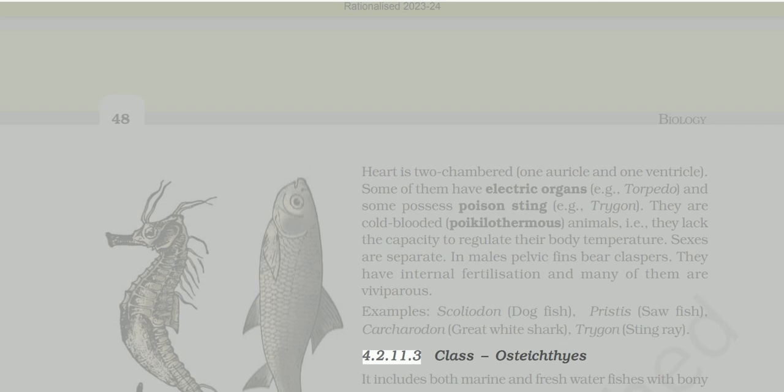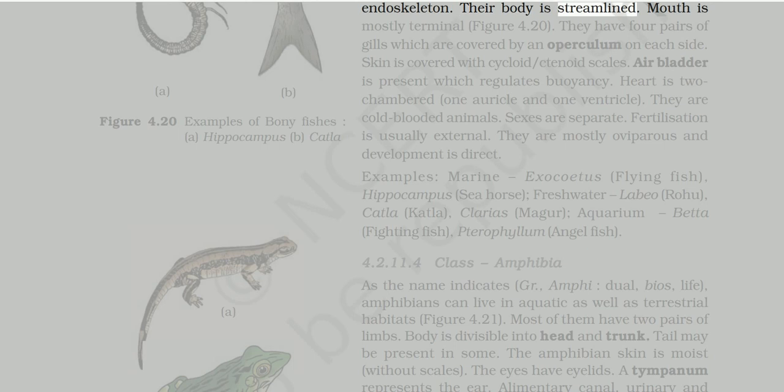4.2.11.3 Class Osteichthyes. It includes both marine and freshwater fishes with bony endoskeleton. Their body is streamlined. Mouth is mostly terminal, figure 4.20. They have 4 pairs of gills which are covered by an operculum on each side. Skin is covered with cycloid/ctenoid scales. Air bladder is present which regulates buoyancy. Heart is 2-chambered, 1 auricle and 1 ventricle. They are cold-blooded animals. Sexes are separate. Fertilization is usually external. They are mostly oviparous and development is direct.